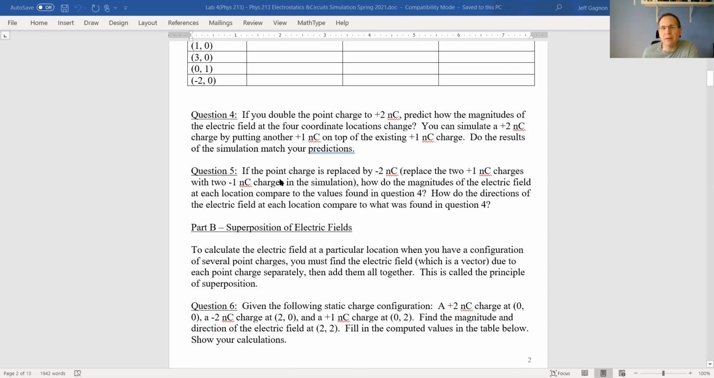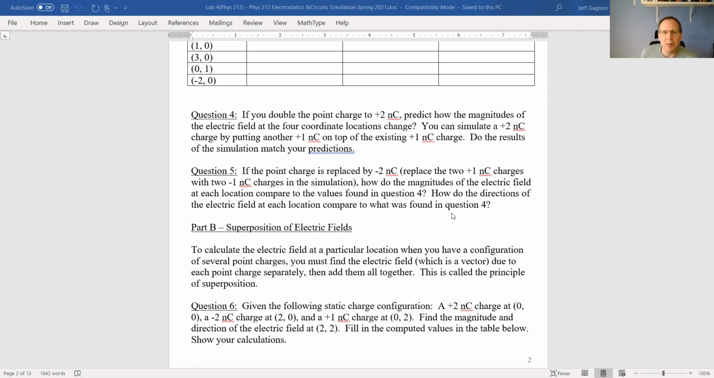Okay, and then question 5. Instead of having a +2 Newton Coulomb charge at the center, replace it with 2 -1 Newton Coulomb charges. So that'll give you a total of -2 Newton Coulombs. How do the magnitudes of electric field at those different locations compare to the values found in question 4? And then how do the directions compare, if now you have a negative 2 Newton Coulomb charge at the center? Right, so you're just playing with the simulation to answer those two questions.